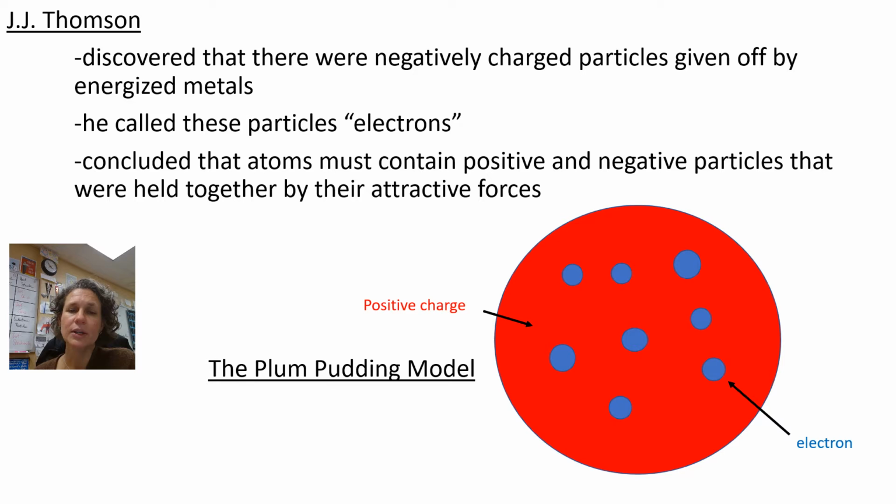Now, he concluded that atoms contain positive and negative particles. They were neutral, so they had to cancel each other out, and then they were held together because positive and negative particles attract each other. This was commonly known as the plum pudding model because it looked like a bowl of pudding with plums in it. The way I colored mine is just because it's a model, and J.J. would have said that the red part is the positive charge of an atom, and each of those blue circles would be an electron.